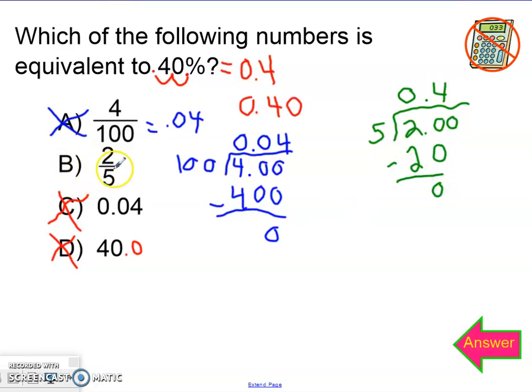And so now I know that 2/5 equals 0.4. And so B, 2/5, is equivalent to 40% because they both equal 0.4. They both have the same decimal.